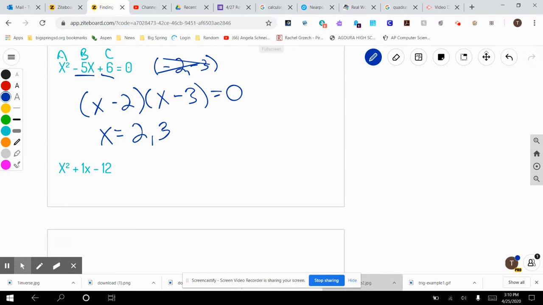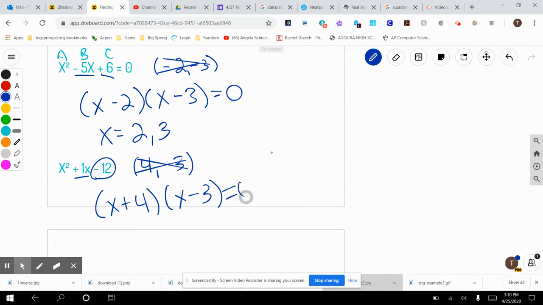Okay, if I look at this one, two numbers that multiply to get negative 12 and add to get 1. So I think those two answers, I don't know why my screen just went black, but that's okay, would be positive 4 and negative 3. And again, I don't want to think that those are my answers, but what that tells me is that I have x plus 4 and x minus 3 equals 0. So my two answers would be negative 4 and positive 3.